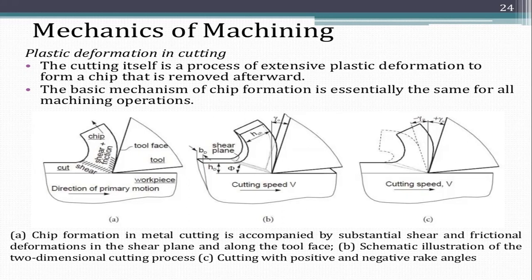In this figure, the first figure illustrates that the chip formation in metal cutting is accompanied by substantial strain and stress, shear and frictional deformation in the shear plane and along the tool face. The second figure illustrates the two-dimensional cutting process, and the third one is cutting with positive and negative rake angles.